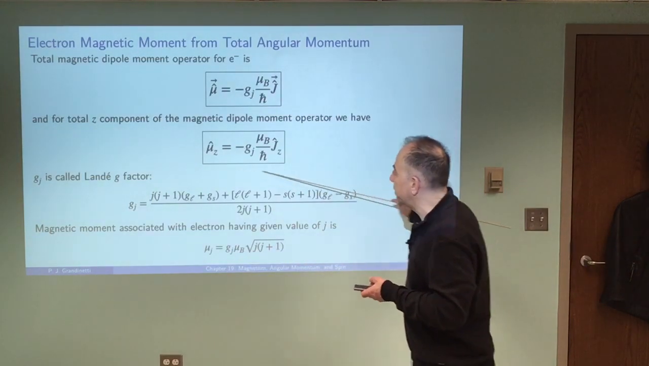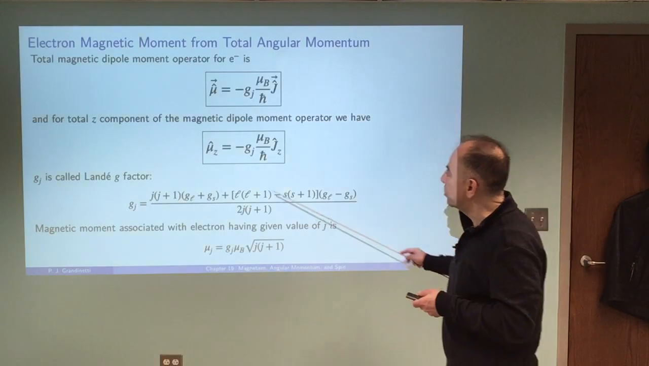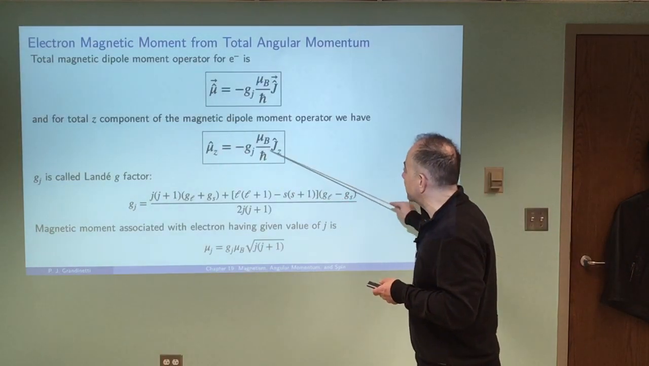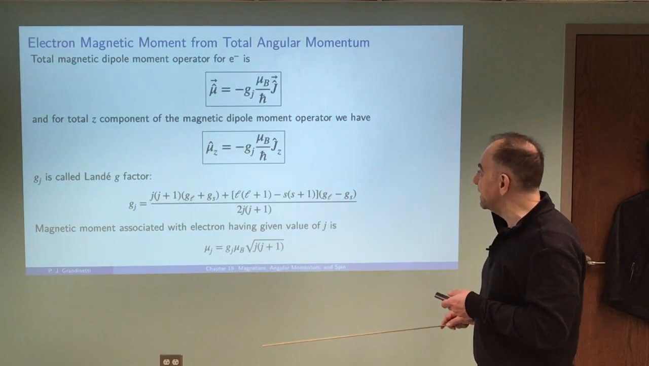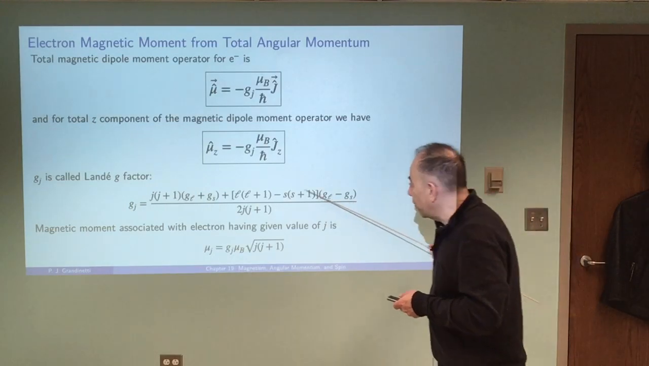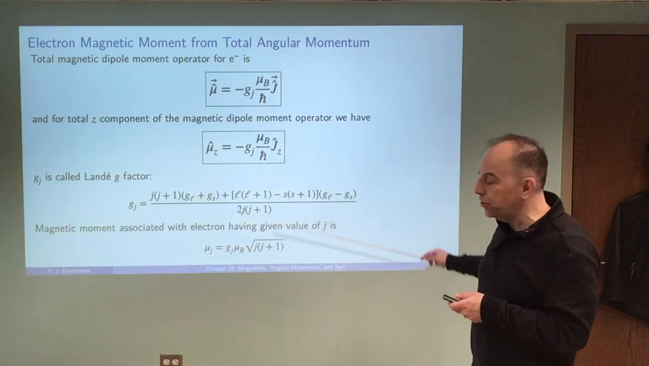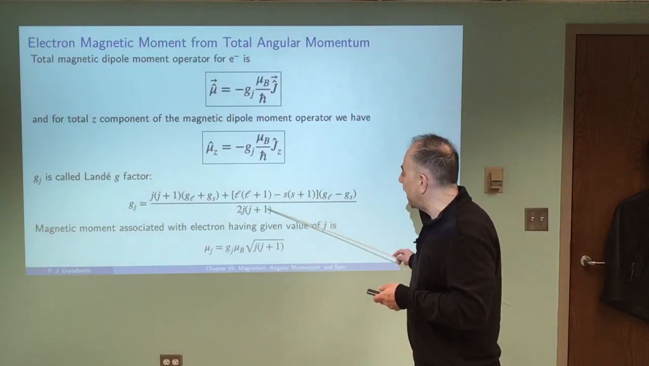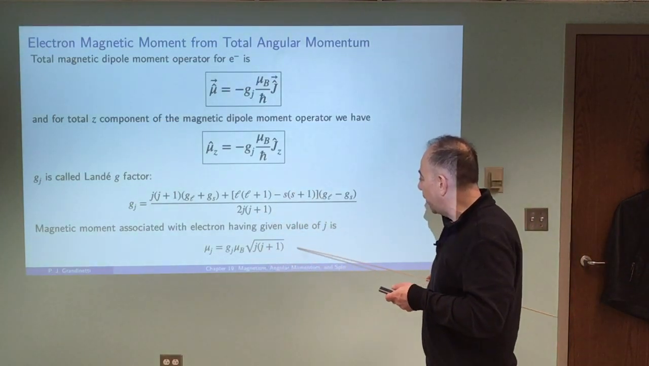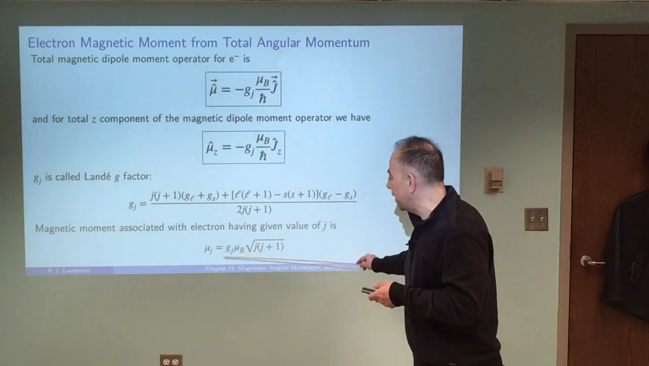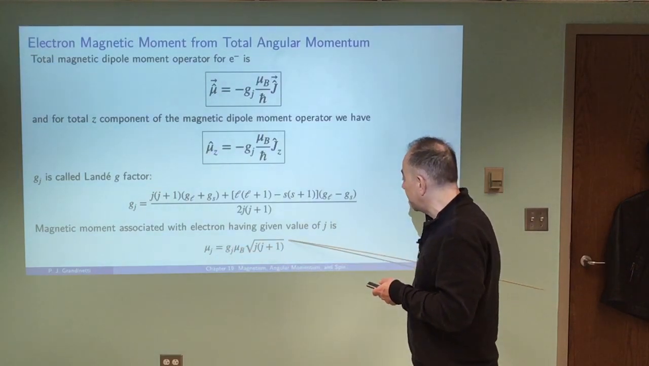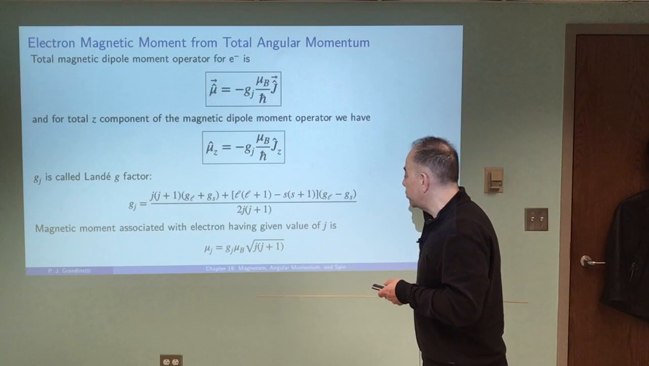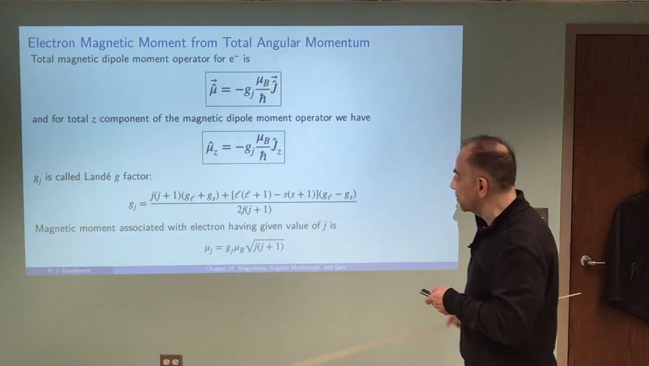Similarly, we have an expression for the z component of the total magnetic dipole moment based on the total angular momentum z component. And with this g_j, which is something that you'll be able to derive in one of your exercises, you can find out what the size of the magnetic dipole moment is, and you can see it's just given by g_j times the Bohr magneton times the square root of j times j plus 1.